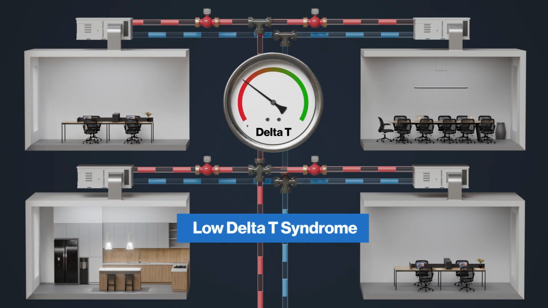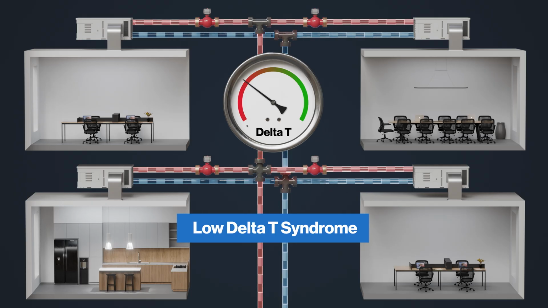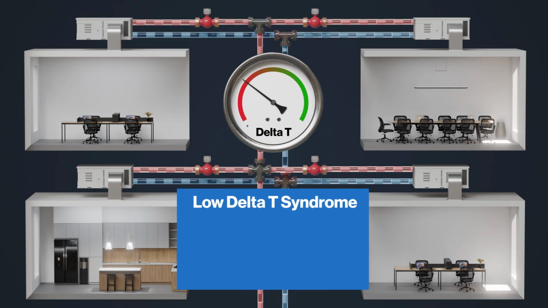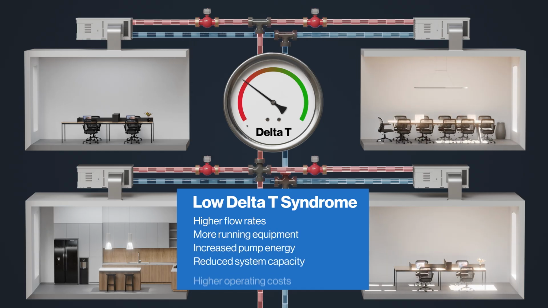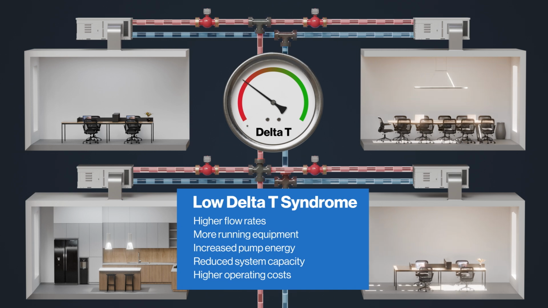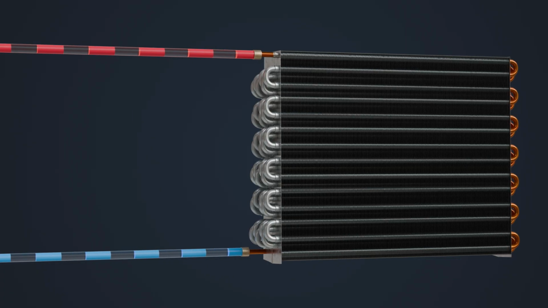When delta-T is low, more water is required to provide the necessary heating or cooling. That means higher flow rates, more running equipment, increased pump energy, reduced system capacity, and higher operating costs. The system may still work, but with lower efficiency. So what causes low delta-T?